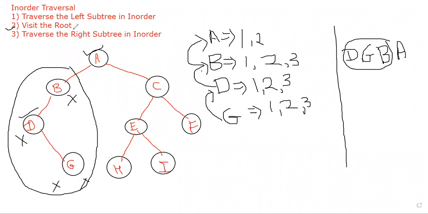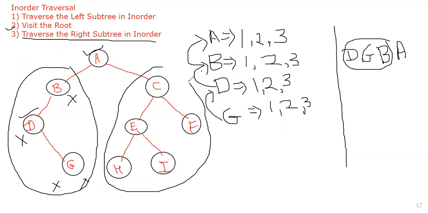So now we are visiting the root, and now it says to go to step number 3. What step number 3 says is to traverse the right subtree in order. So we come to this right subtree. Again, within this right subtree, we have a left subtree and a right subtree. It is not like that one. If it is the right subtree, it means all the subtrees are on the right. So now the node is C.